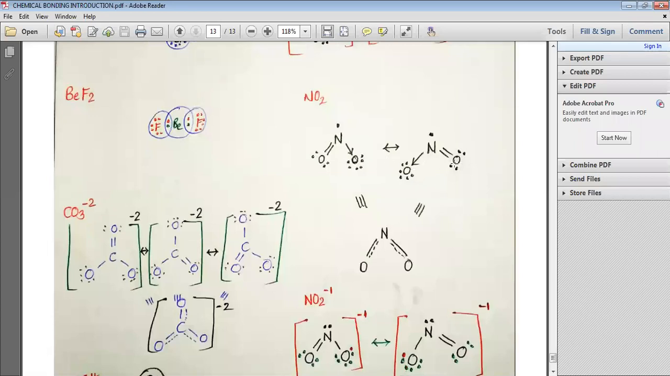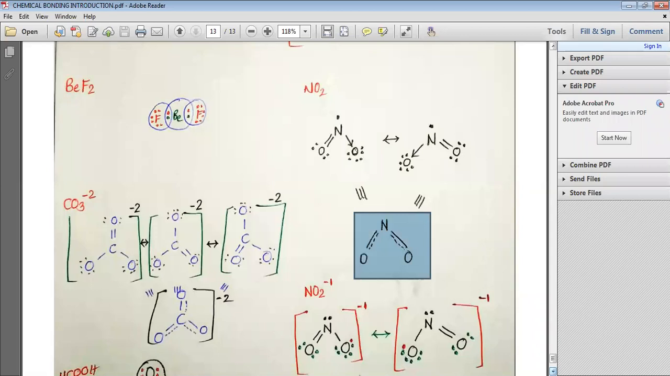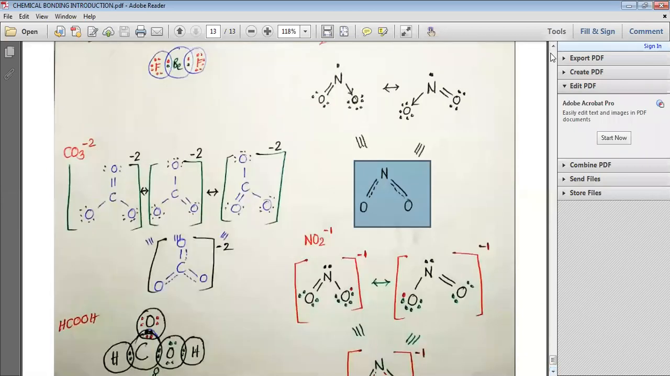and nitrogen and oxygen coordinate covalent bond, there will be double bond between first oxygen and nitrogen. In the other resonance structure, there will be double bond between nitrogen and second oxygen, and there we can have the hybrid structure for this NO2, and this is how we get it.